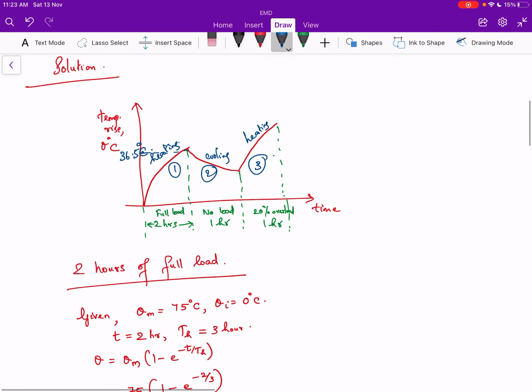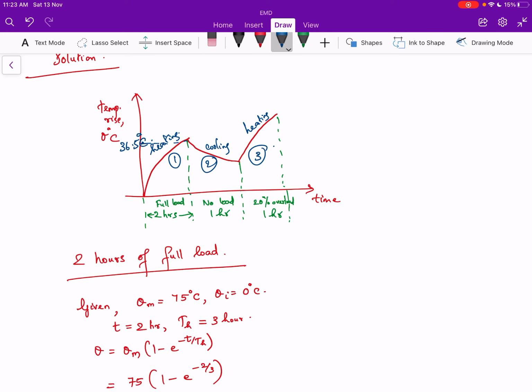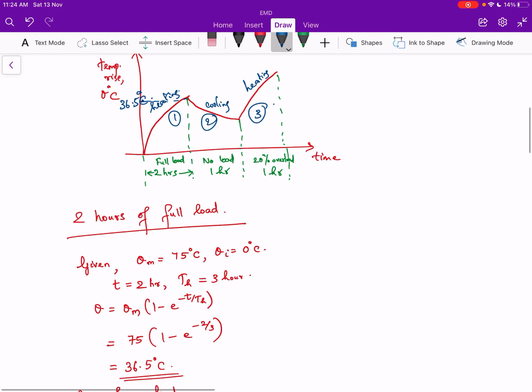So in the question it is given that the final steady temperature rise corresponding to full load is 75 degrees Celsius. So we can write θm as 75 degrees Celsius, and the initial temperature rise is 0 degrees Celsius as the machine is starting from cold conditions. That is also given in the question. Then the machine is operating on full load for 2 hours. So we can write t as 2 hours and the heating time constant TH is 3 hours. So we can calculate the temperature rise at the end of 2 hours.